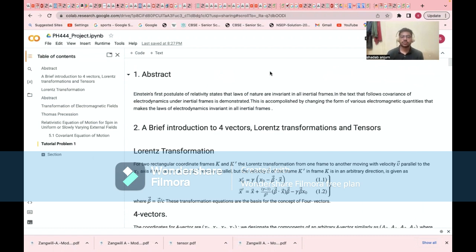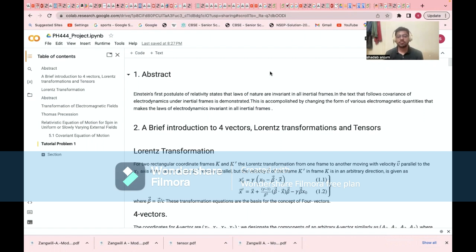So according to the first postulate of relativity, according to Einstein, for different inertial frames we cannot tell which one is which, because all the laws of physics, all the laws of nature, are the same in all the inertial frames.